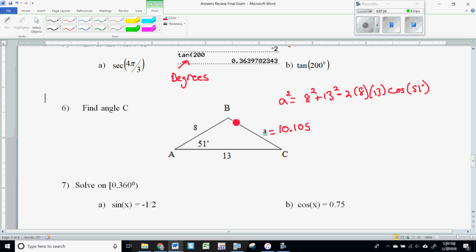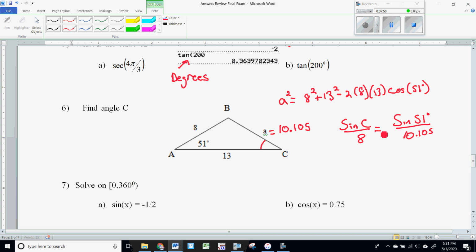Now remember, be careful. Angle B is the largest angle, and you can't use law of sines to find the largest angle. Now, it doesn't ask me to find that angle B here. It asks me to find angle C, but just refreshing your memory on that, you can't use the law of sines to find the largest angle. So here is our angle C. So we get the sine of C over 8 equals the sine of 51 over 10.105.